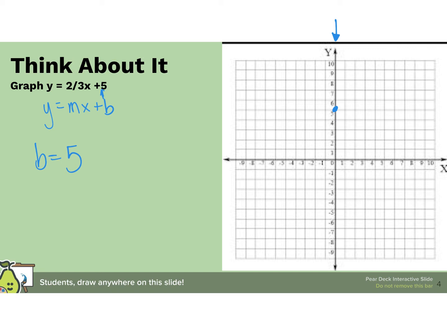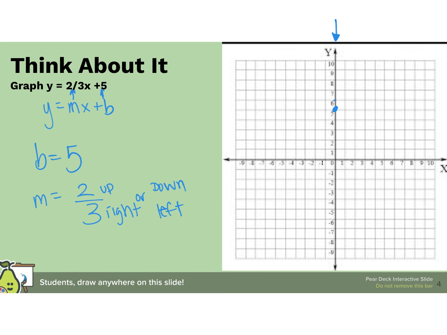Then our slope, we always want to write it as a fraction. And this slope is positive 2/3. So what are my slope directions? I can go up and right, or you may have chosen to go down and left. Either one, you don't have to put both options. I'm going to go up and to the right.